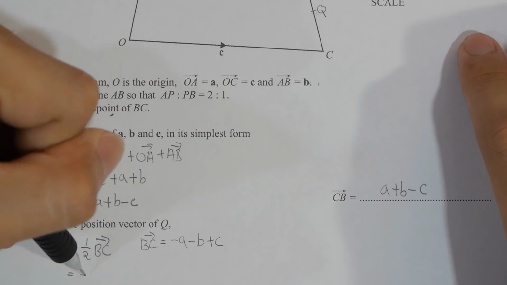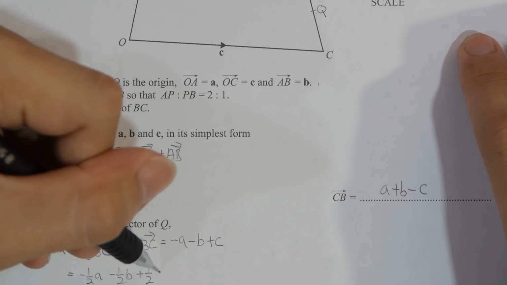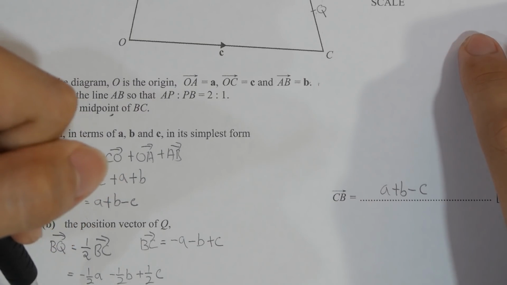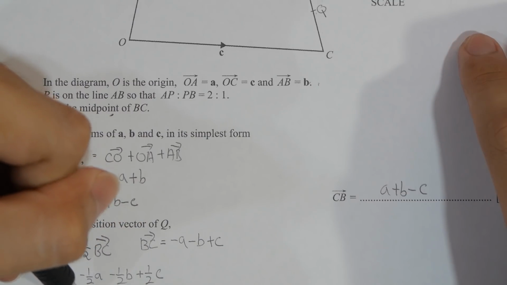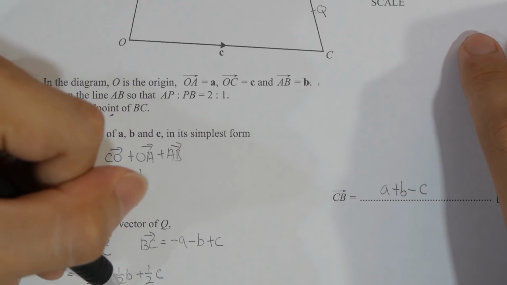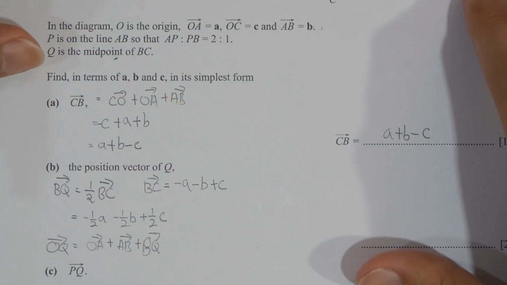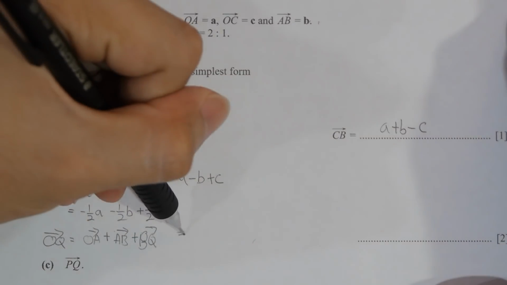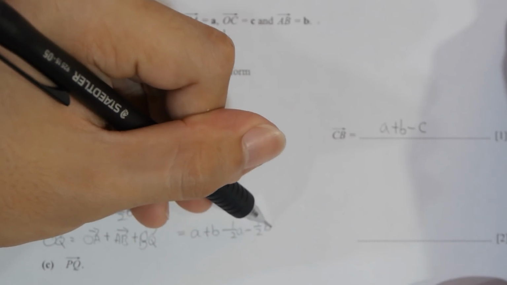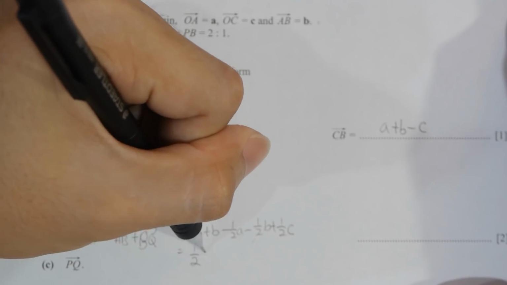So just take BQ times half of BC, then you will get negative 1 over 2 A negative 1 over 2 B plus 1 over 2 C. Okay, then OQ is actually OA plus AB plus BQ. By running the calculation and rearrangement, you will get the final answer as 1 over 2 (A plus B plus C).